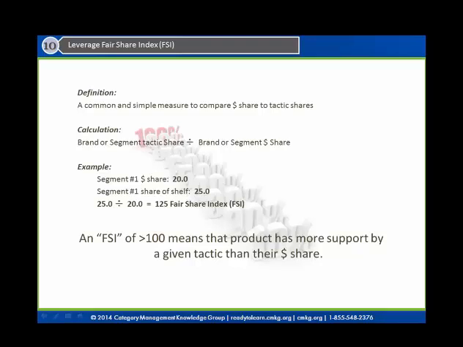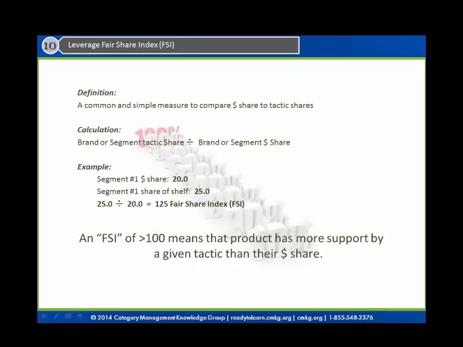So first let's talk about the calculation and the definition of it. So it's a very simple measure used to compare your dollar share to the share of all of your tactic activity. So the calculation is brand or segment tactic share divided by your brand or segment dollar share. So if our segment has a 20% share of the category, and our share of shelf, which is where our initial example came from, was 25%, then 25 divided by 20 equals a 125 fair share index.